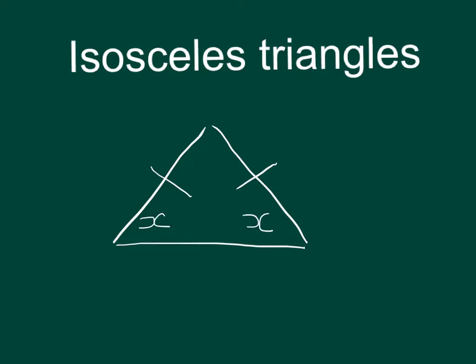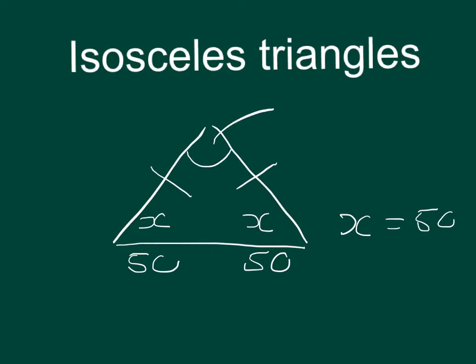So you might be able to answer a question if you're told that x equals 50, and by knowing that both angles are 50, so 50 here and 50 here, the angle at the top then, because angles in a triangle make 180, must be 80.